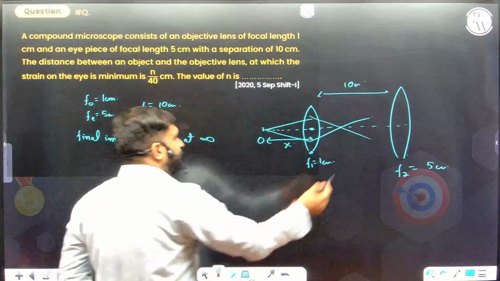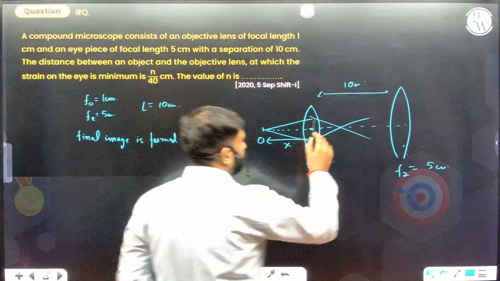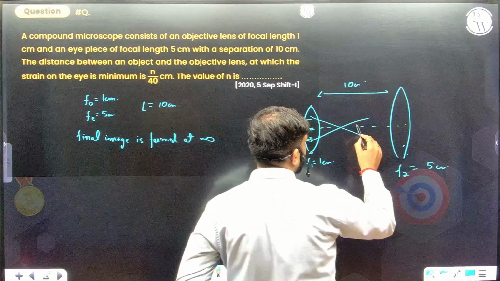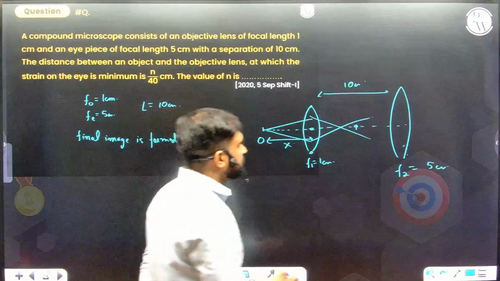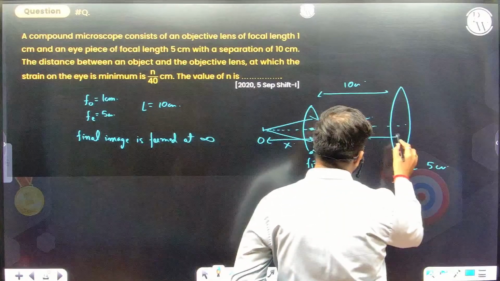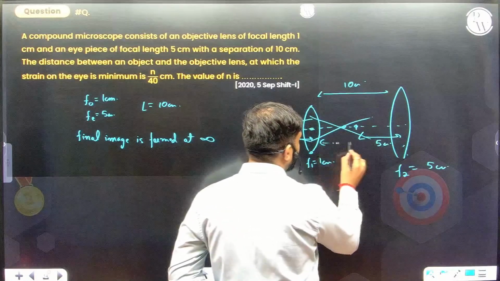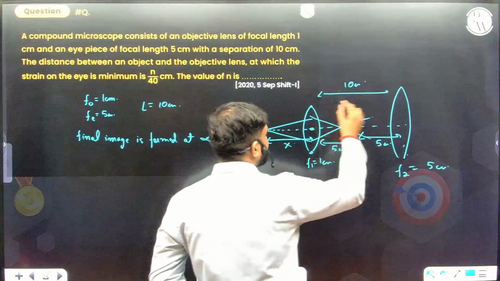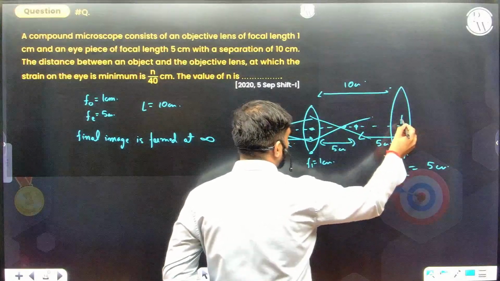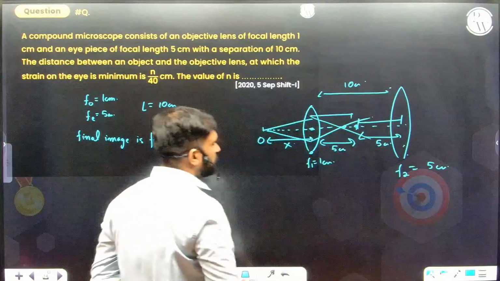If the final image is formed at infinity, that means for this lens, the object should be placed at its focus. Focus means 5 centimeters from here. So its intermediate image should have formed at 5 centimeters only. Why? Total length is 10. The distance from the eyepiece is 5. So the remaining distance from the objective is also 5.